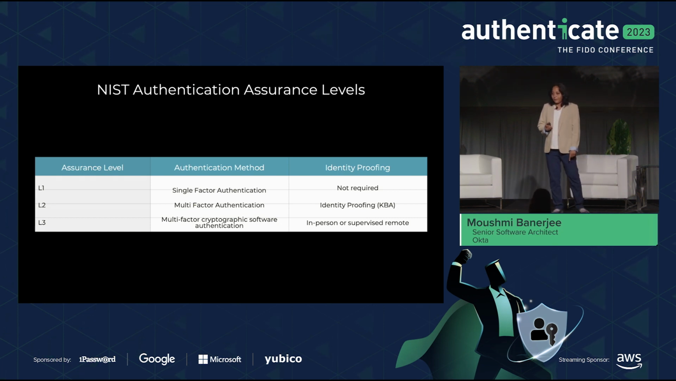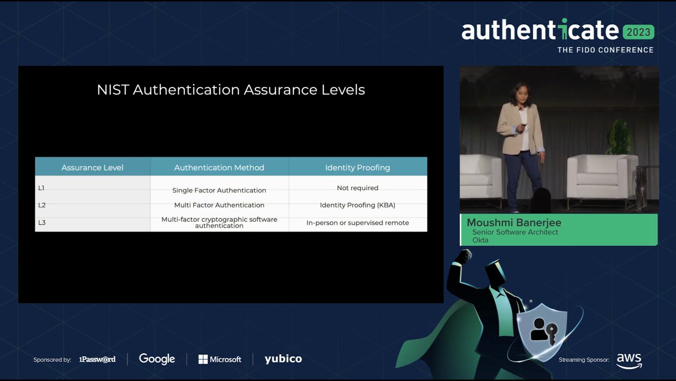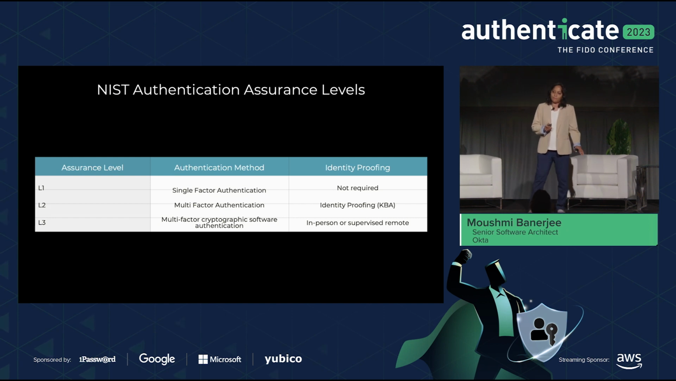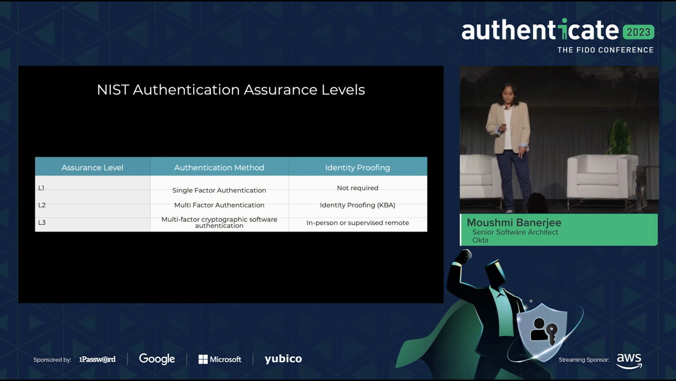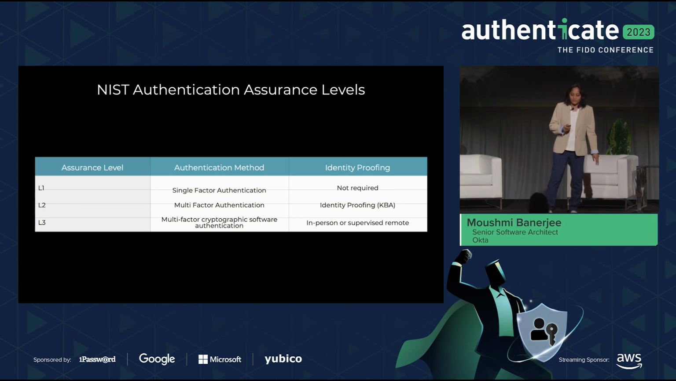With level 1, a single factor is sufficient. Doesn't matter whether it's a knowledge, possession, or inherence. With level 2, you need to have 2 different factors. You could have a token with a password or a PIN. With AL3, you need to have 2 factors, but of different categories. Usually, it's done by tamper-resistant devices with password or PIN, or biometric with liveness detection with PIN or smart card.